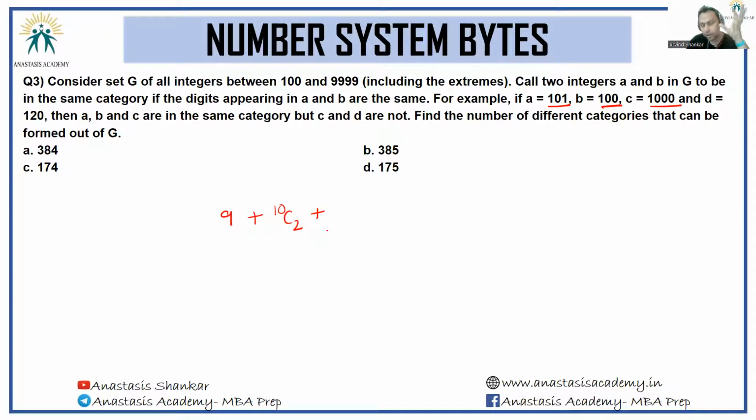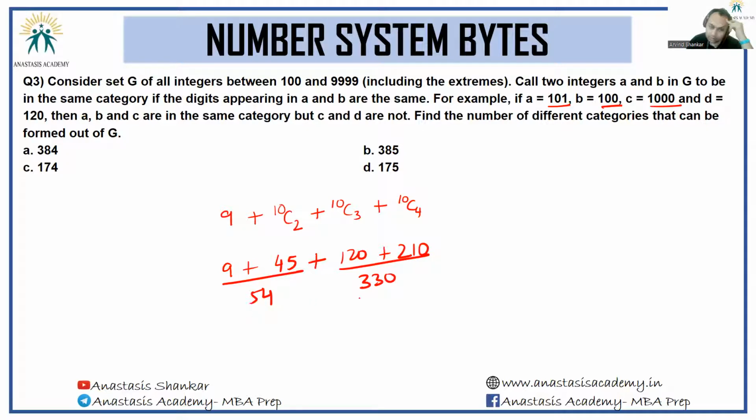If your entire number is made out of only 3 distinct digits, that will have a category 10C3. And if your entire number is composed out of 4 distinct digits, then it will be 10C4. These many categories will be created. So you get 9 from here, 45 from here, 120 from here, and 210 from here. So we get 54 and 330. So altogether we get 384, or option A as the answer.